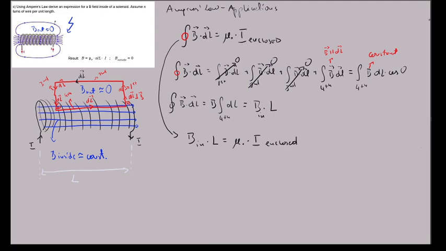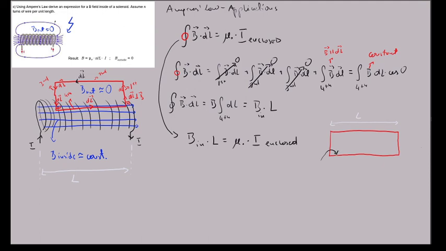So what I'll do is redraw this like this. Here's the loop that we took. I enclosed is the current that is enclosed by the loop. And so the length of this loop is L, the length of the solenoid. And then how much of the current goes through it? Well, the wire comes up and then it goes through.